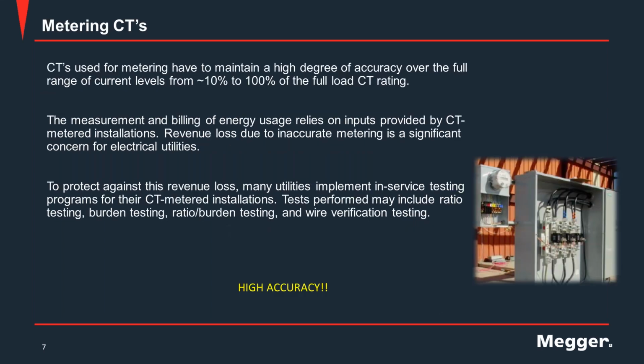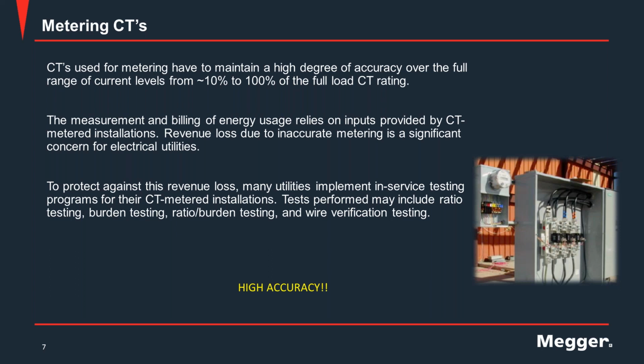Now let's talk about the metering CTs. These CTs are used for revenue, for money. So with that, they must be highly accurate. These CTs normally have a range of 10% to 100% accuracy of the full load CT rating. So again, this is used for the billing of energy and normally used by electrical utilities.